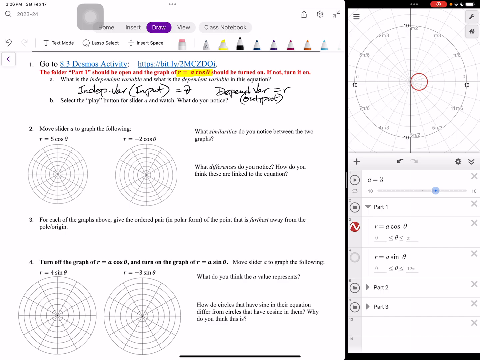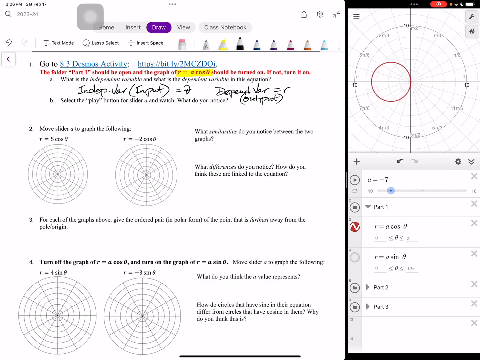Okay, it says select the play button for this letter A and watch. What do you notice? Okay, well, here we go. So first of all, we have a circle. So r equals a cosine theta gives you a circle right here. But what does A do? What does A do? So we're going to click the play button here, and the slider changes values from -10 to +10. You just watch and observe. All right, what happens to the circle here as A goes from -10 to +10?